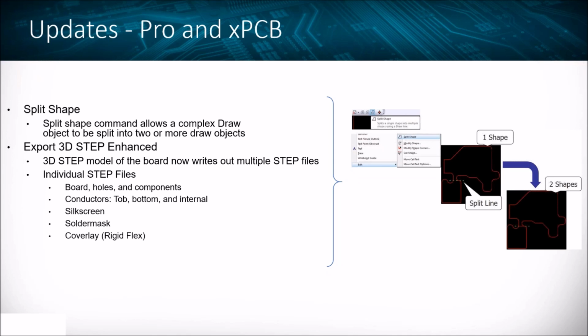Now we have the ability to actually select which files get output, and these will all be exported to separate STEP files. So you'll see down below, I can have a separate STEP file for the board and its holes and components. For the conductors, now we can actually export the internal layer conductors for those STEP models as well. That used to be a limitation with the 3D export. And we also have the ability to export STEP files for the silkscreen, solder mask, and coverlay if you are doing any rigid flex design.